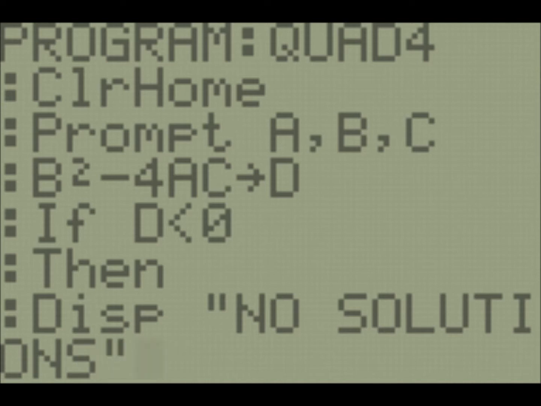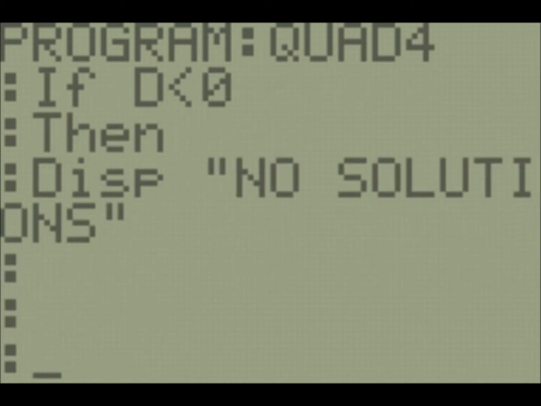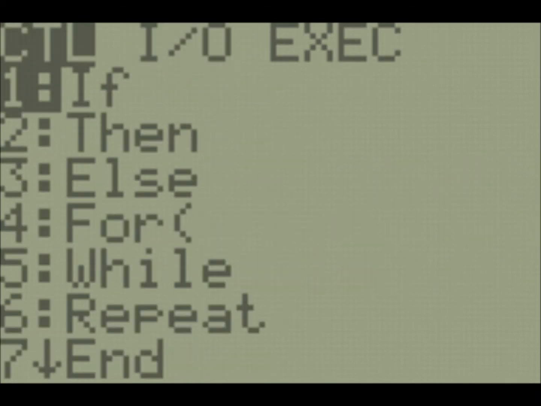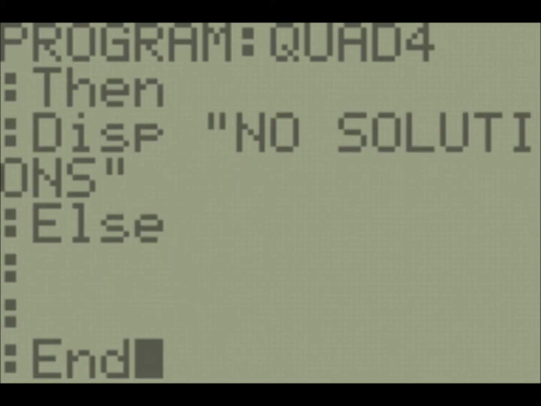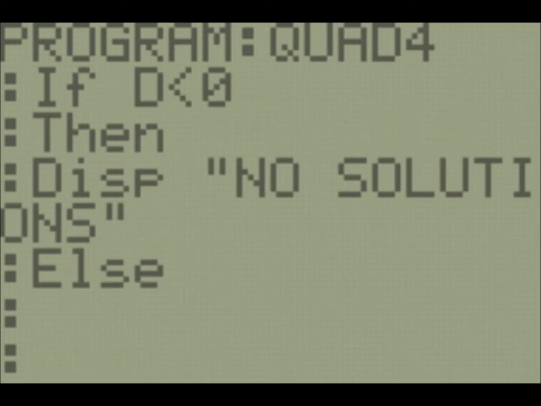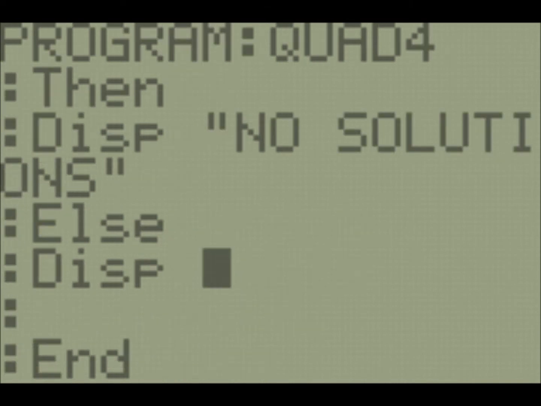And when I say no solutions, or when our calculator tells us no solutions, what that really means is there are no real solutions, and there will be 2 imaginary solutions. So that's what we do when the discriminant's less than 0. But when it's not less than 0, so in our else case, let's put an else here between the then and the end, and then this code will run only if the discriminant is greater than or equal to 0. So otherwise, let's just display the 2 solutions that we come up with.